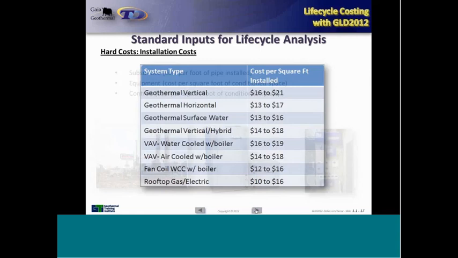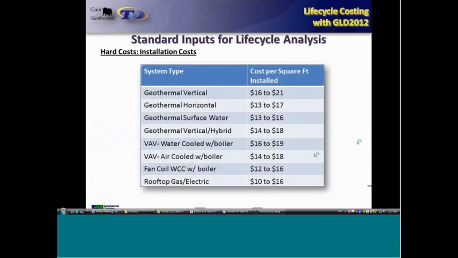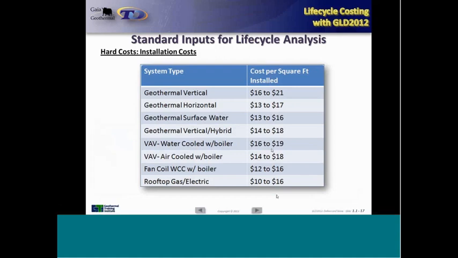And so on the installation cost side, this is a chart that's been floating around the industry for a while. One big heat pump company collected this data, I think, from some of their clients. And you can just see this is the cost per square foot installed for different sorts of systems. Geothermal vertical, geothermal horizontal, et cetera. This is an example of the format these data need to be in.